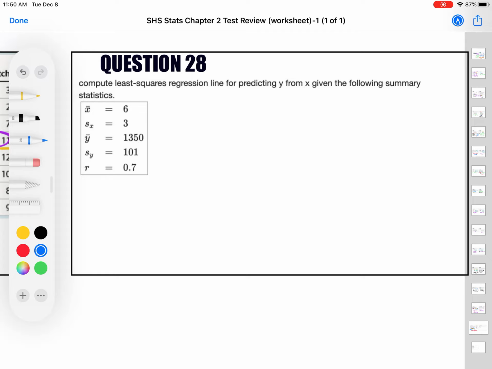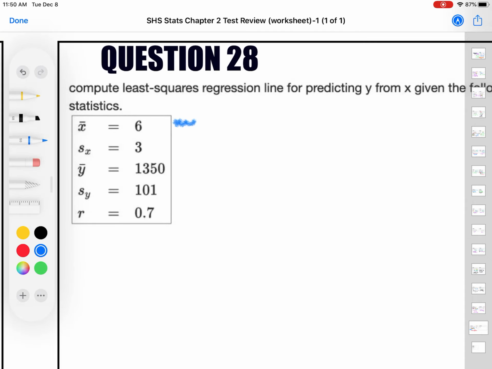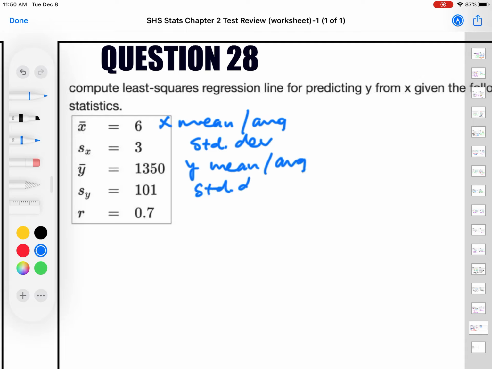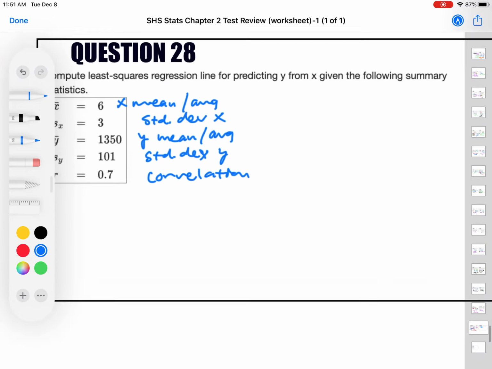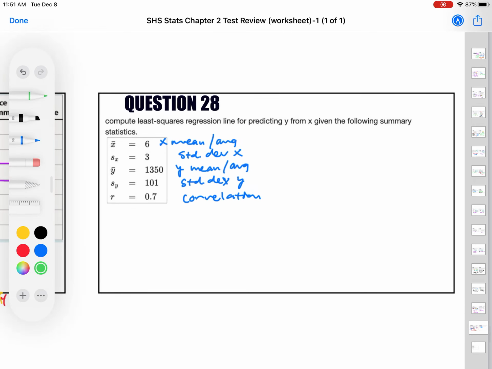Let's just write that. You have the mean or the average of x. That's the standard deviation of x. You have the y mean or average. You have the standard deviation for y, that one's x, and you have the correlation. So these are called summary statistics. Let's highlight that. And there's a couple of formulas that you should have.